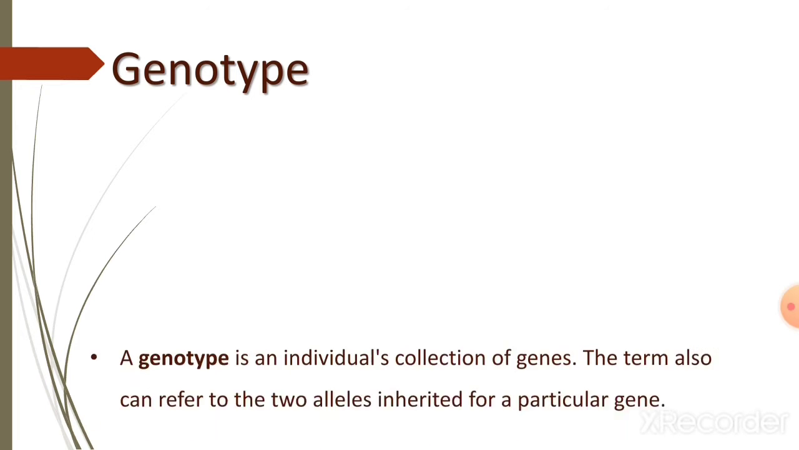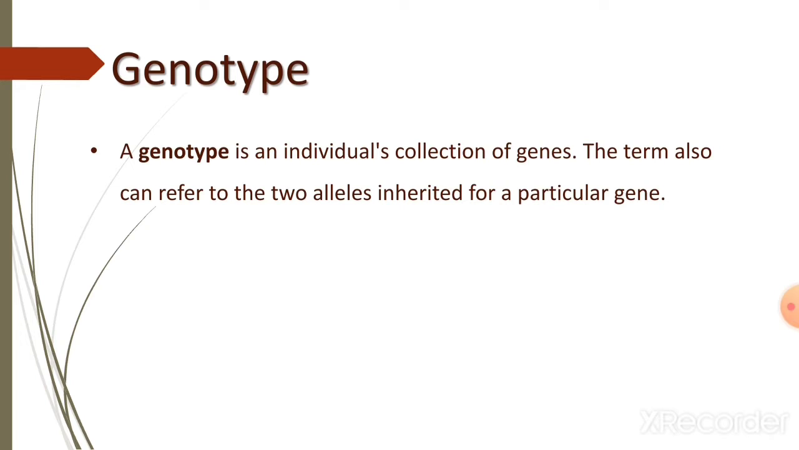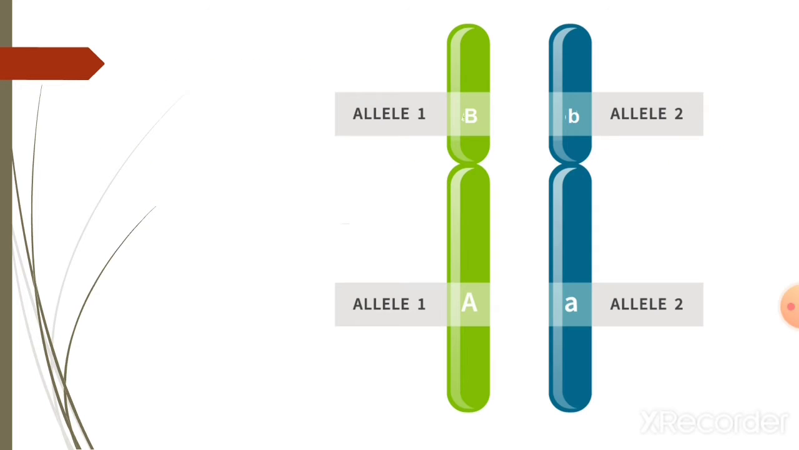Now, what is genotype? A genotype is an individual's collection of genes. The term also can refer to the two alleles inherited for a particular gene. So, this is known as genotype. Each pair of alleles represents the genotype of a specific gene.